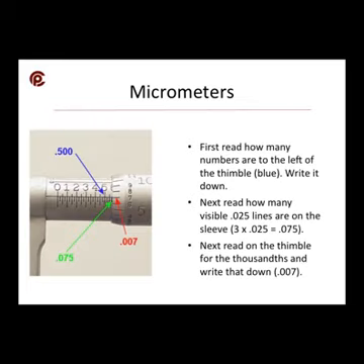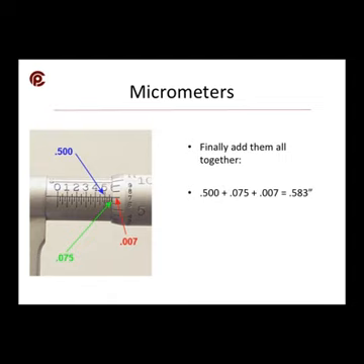In this example, you're first going to read how many numbers are to the left of the thimble. This is signified by the blue. Write that number down. Next, read how many visible 0.025 inch lines are on the sleeve. So in this case, there's 3 lines visible. So multiply 0.025 times 3. That's 0.075. Next, on the thimble, for the thousandths, read the 0.007, or the 7 line is what's matching up, and write this down. Add all the numbers together. 0.5 plus 0.075 plus 0.007 is 0.583 inches. That's the thickness of the diameter of the object.